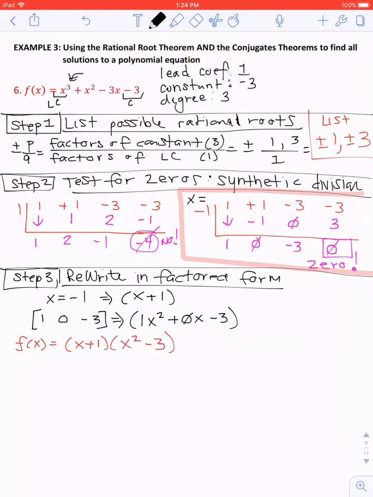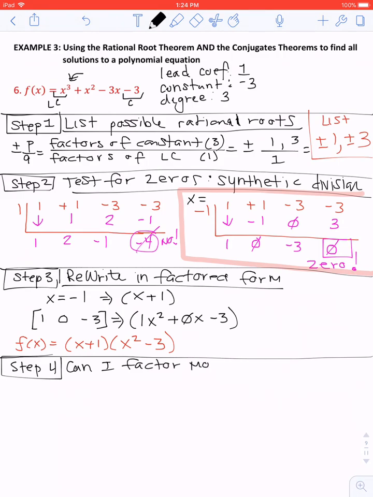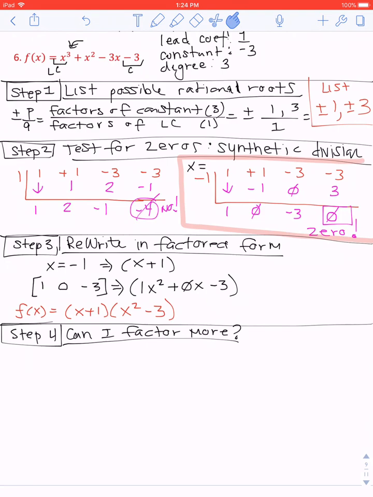Alright, once we are in factored form, we have a fourth step. So step 4, you're asking yourself a question: can I factor more? It's a rhyme. So step 4, can I factor more? Alright, so we look at that and I go, okay, looking at what I have, can I continue to factor that? So the x plus 1 cannot factor anymore. It is a binomial. It's done.